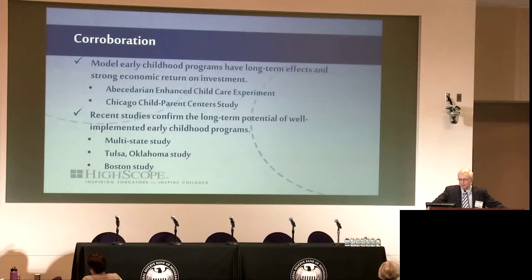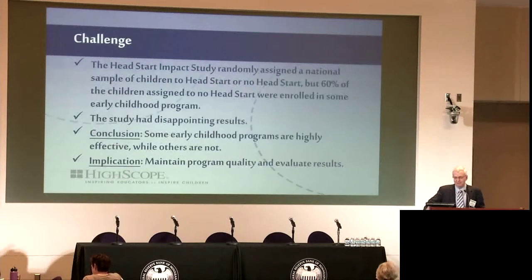So it's pretty obvious that there's corroboration for these findings from the Abecedarian and Chicago studies. There's also the multi-state study, the Tulsa, Oklahoma study, and the Boston study. The Boston study was mentioned the other day. But there have been some other studies that have not confirmed. The Head Start Impact Study is one. The Tennessee study is one. The Head Start study we just talked about assigned a national sample of children to Head Start, but 60% of the children were in some other early childhood program. So the study had disappointing results, but some early childhood programs are highly effective and others are not. That's a pretty reasonable conclusion.